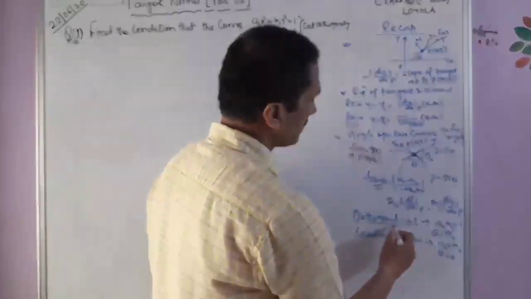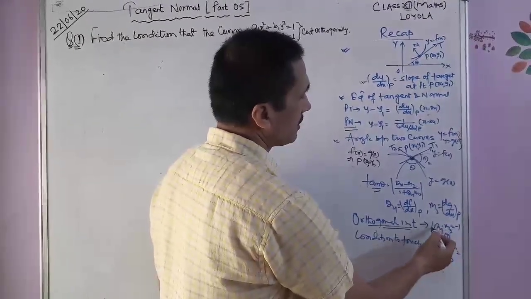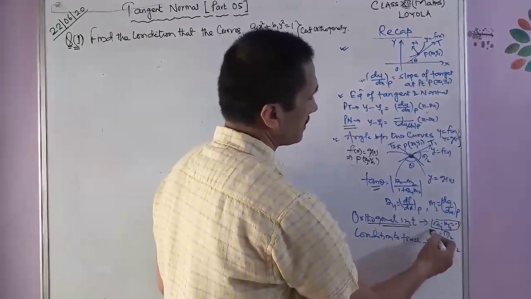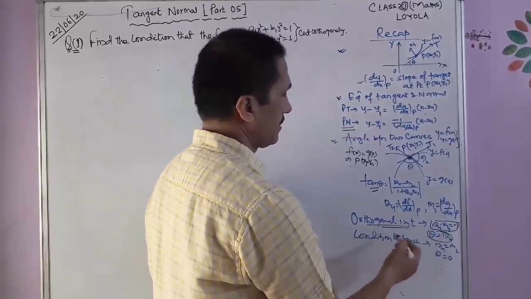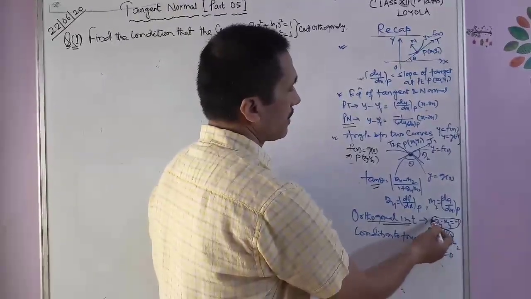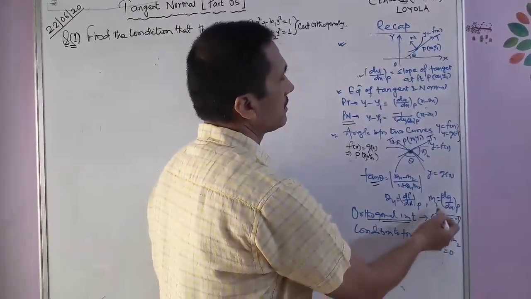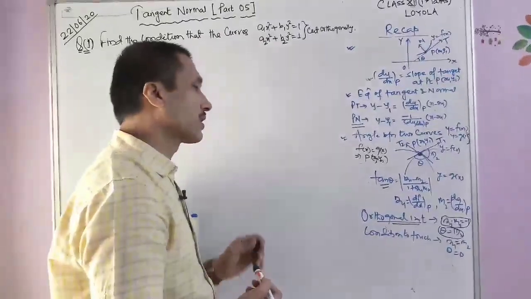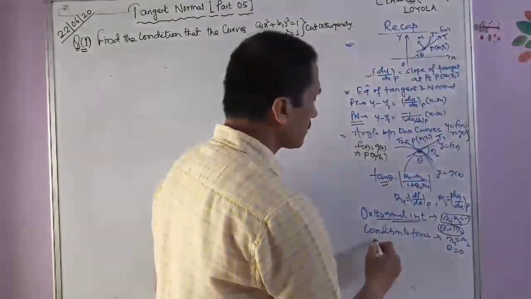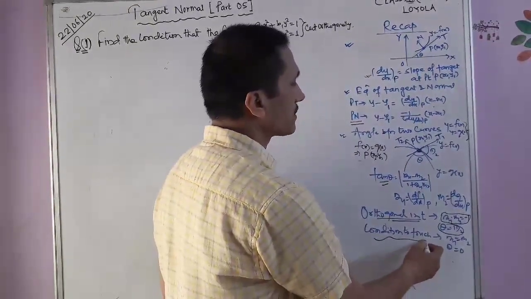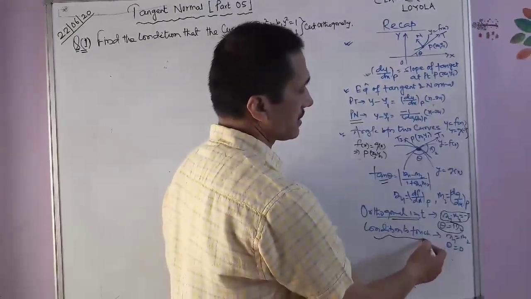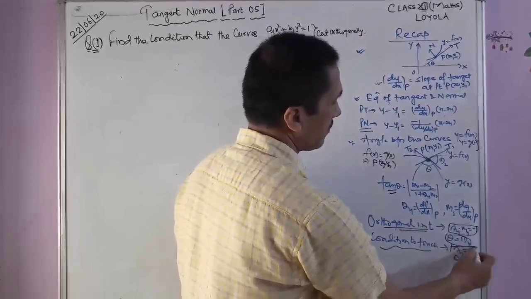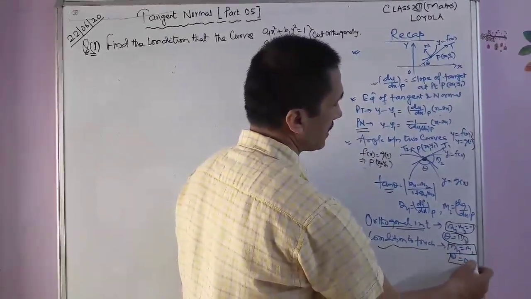For orthogonal intersection, m1 into m2 equal to minus 1, that is theta equal to pi by 2. If m1 into m2 equal to minus 1, then these two curves f(x) and g(x) are said to be orthogonal curves. Condition to touch the two given curves f(x) and g(x): the condition will be m1 equal to m2, that is theta equal to 0.